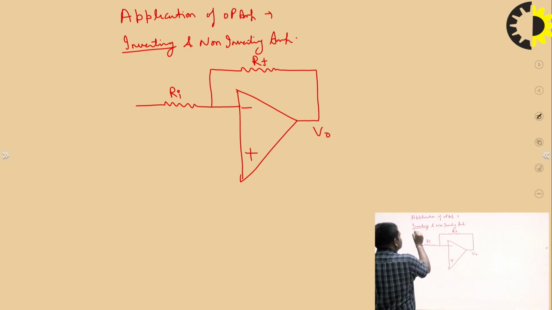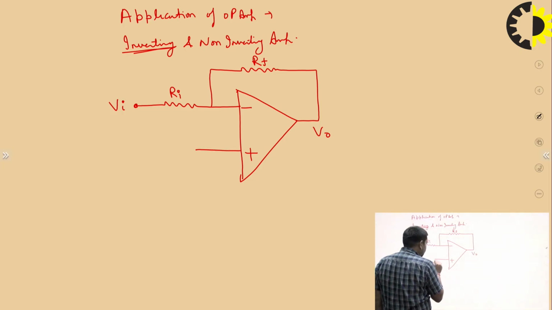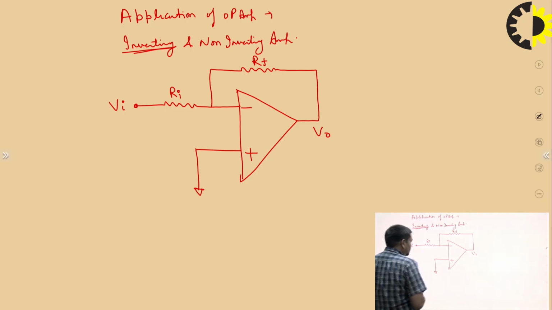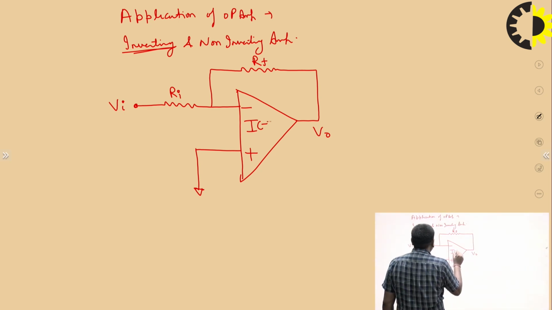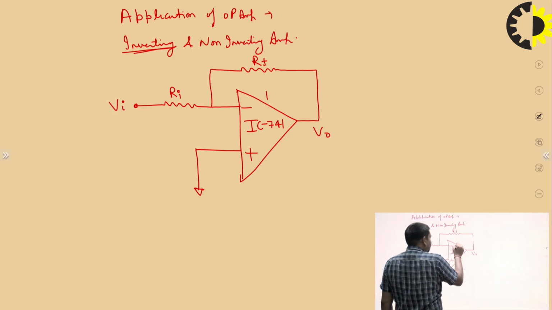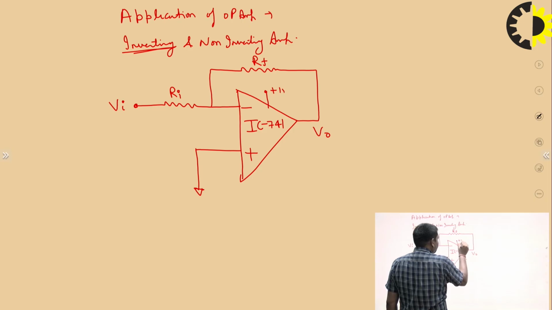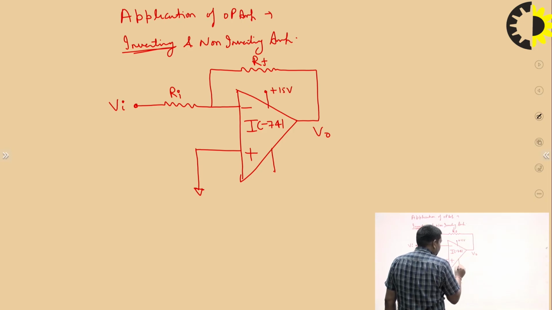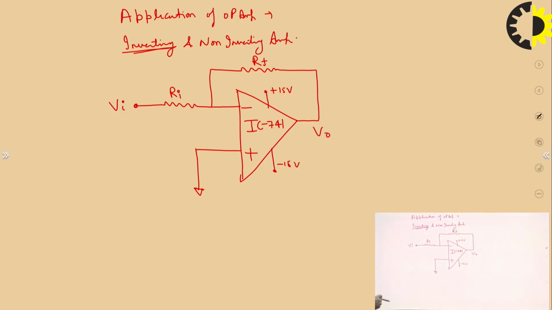So if we use an inverting amplifier, we apply the input at the inverting terminal. So we can say this is an inverting amplifier, and the plus terminal is grounded. So this is the circuit diagram of the inverting amplifier using the IC741. And this is the supply voltage, plus 15 volt and minus 15 volt. This is the output.